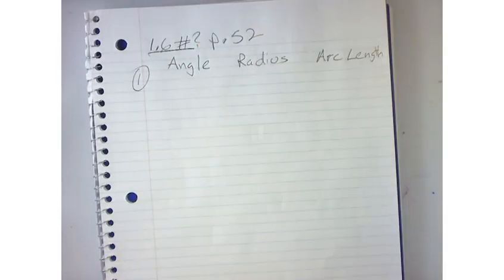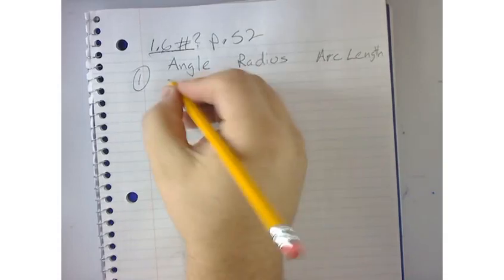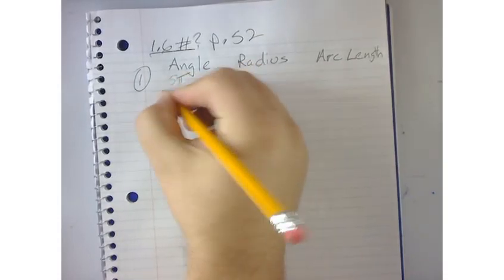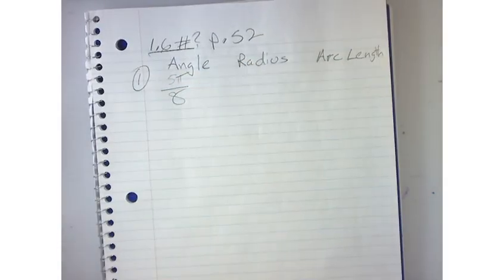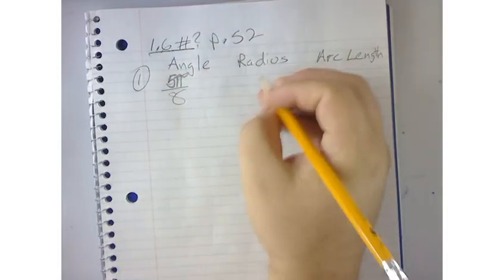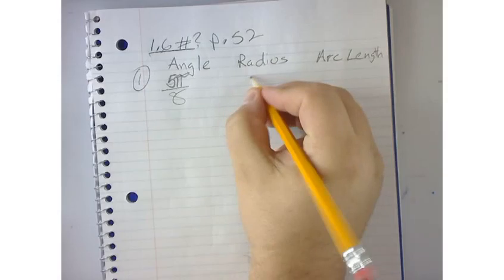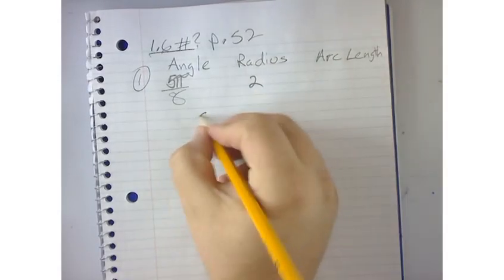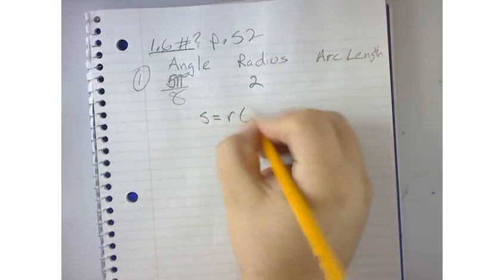So I don't know what problems we'll do. I'll do the first one. It's 5 pi over 8. So we've got 5 pi over 8. It gives us a radius of 2 and it wants to know the arc length. So remember, it's standing room only.